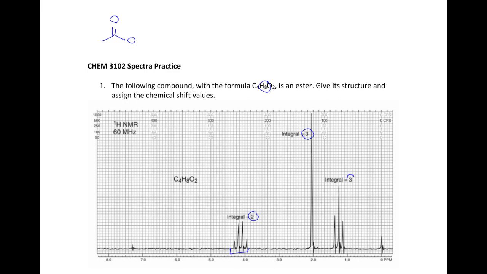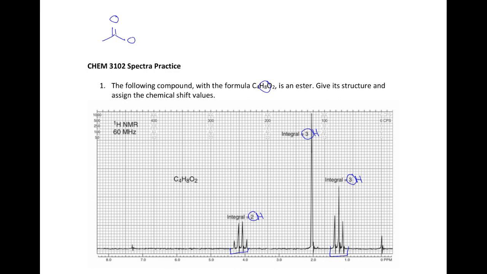What's nice about this integration is that we don't have to do any special kind of math. If we assume that this is 2 protons, this peak represents 3 protons, and this triplet represents 3 protons, you can add up 2 plus 3 plus 3, which gives us exactly 8 protons. So we know that the integration's already good to go.